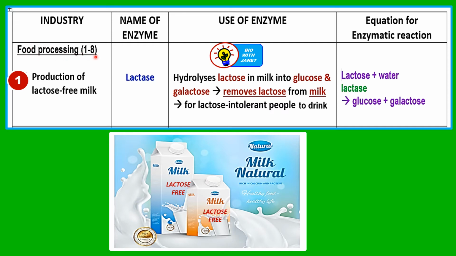So it's good to have these titles. The first 8 enzymes are used in food processing, all right? Now, number 1 is lactase, as we have discussed, which is used to produce lactose-free milk. Lactase hydrolyzes lactose in milk into glucose and galactose to remove the lactose from milk, and this is suitable to be drunk by lactose intolerant people. The equation is lactose plus water, arrow, with the name of the enzyme on top of the arrow, produces glucose plus galactose. All right, so let's look at the other enzymes involved in food processing and also other industries.